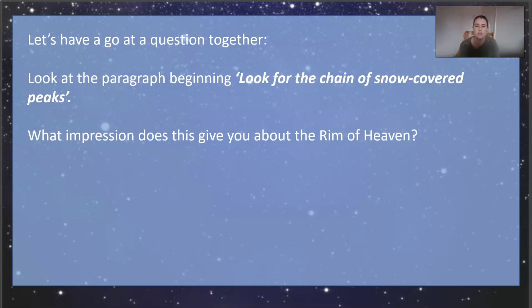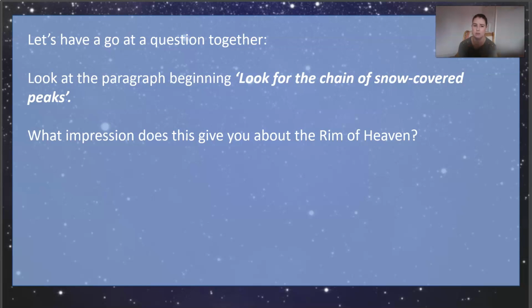And then we need to look for the chain. What do we mean by a chain? So we know that a chain is a piece of metal that interlocks. Okay, so if we have a chain of snow-covered peaks, peaks is plural. So we're looking for a line or a chain of mountains that might be joined together. Okay, and the next sentence says that it is encircling. Okay, so what impression does this give you of the rim of heaven?